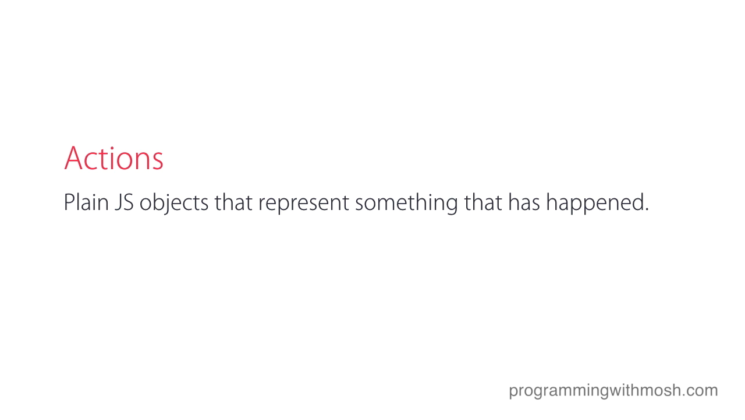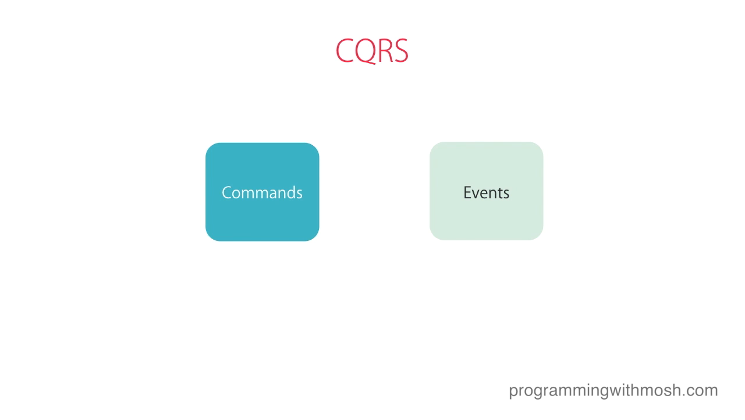Actions are plain JavaScript objects that represent something that has happened in the application. So semantically, they're more like events. If you have some background in the CQRS architectural style, you should know the difference between commands and events. Commands represent something that should happen, like posting a message, whereas events indicate that something has happened, like a message was posted. Actions in Redux are semantically events.